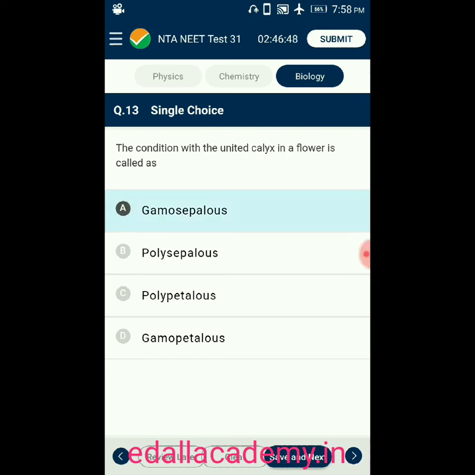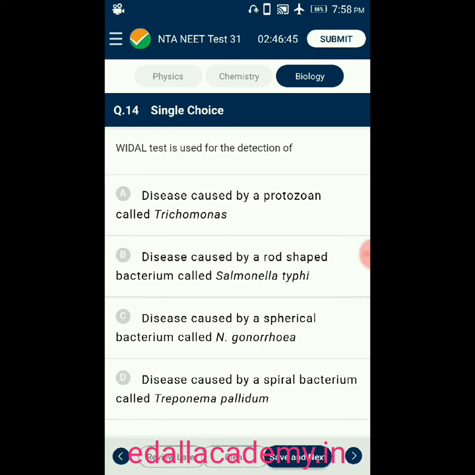Gamosepalous. Question number 14. Widal test is used for the detection of. Widal test is used for the detection of typhoid in humans, also known as enteric fever. It is caused by the rod-shaped bacterium known as Salmonella typhi. So the answer for this question is option B.